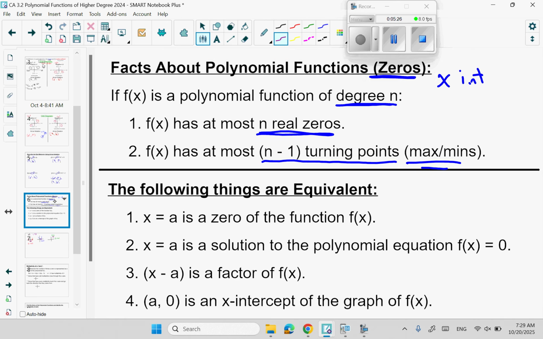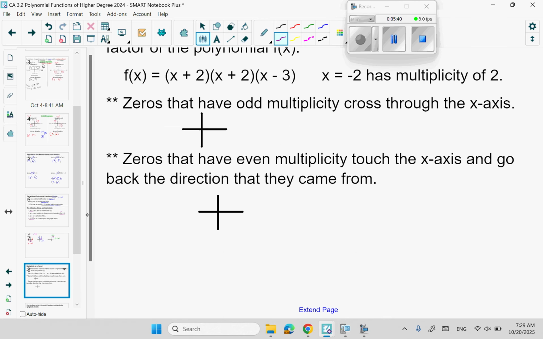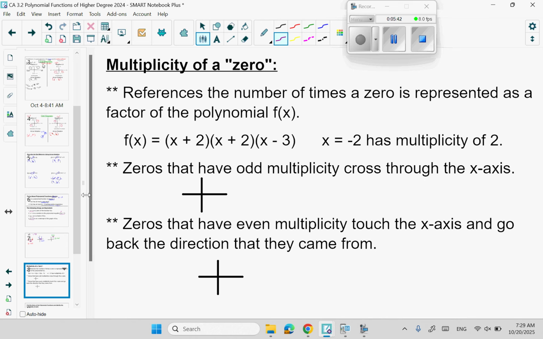Okay, going back to the slide. This just means that their factors, their intercepts, their f of x equals 0, which makes sense because it's the same thing as y, and x equals a is a 0. Multiplicity of a 0: if it has an odd multiplicity, it'll cross through the x-axis. If it has an even multiplicity, it'll touch the axis and go back the same direction, also known as tangent.